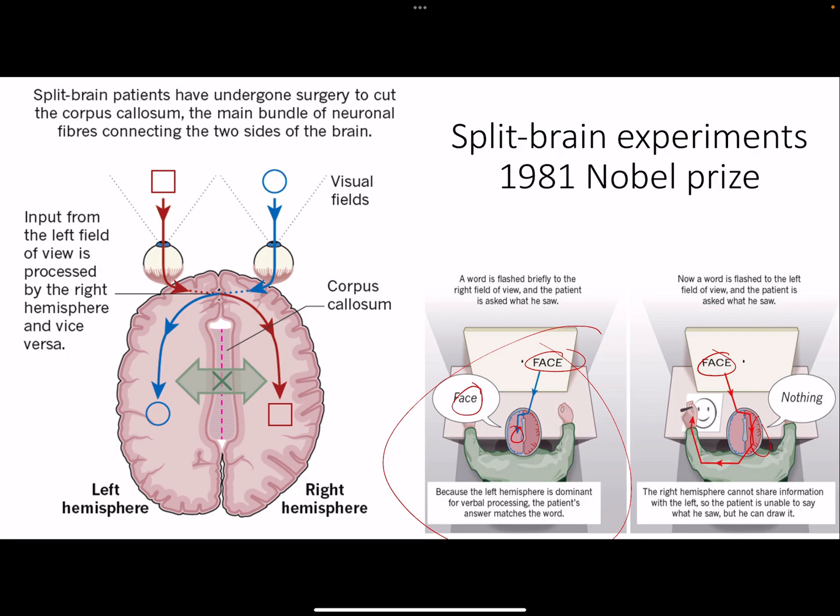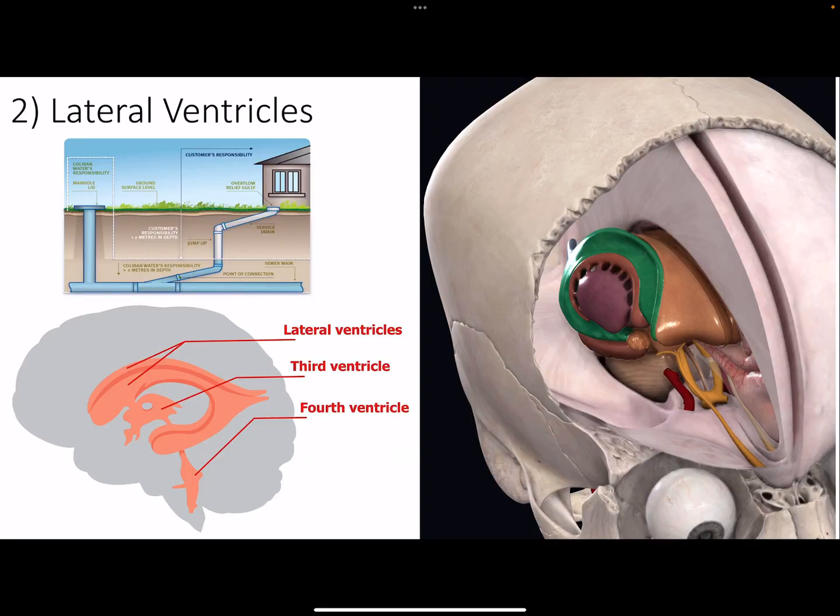But the writing skills are intact just on the right part of the brain. So they say, I don't see anything. That's the left brain being unaware because it can't communicate with the right brain. But the right brain can control the left arm to write that they see a face. Kind of amazing. The lateral ventricles, so we have this whole ventricular system.